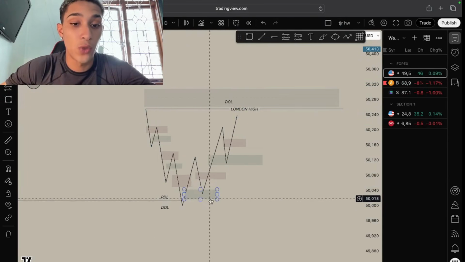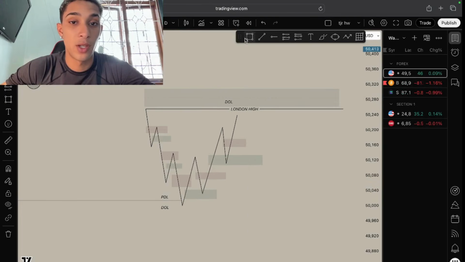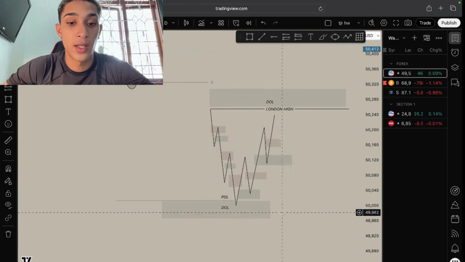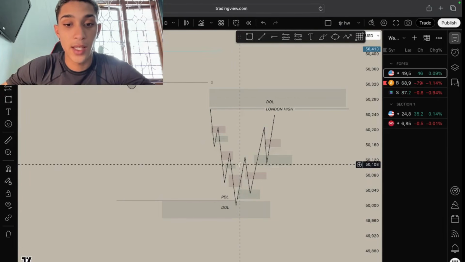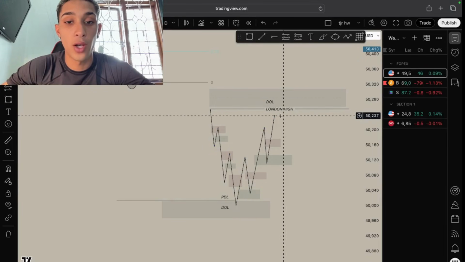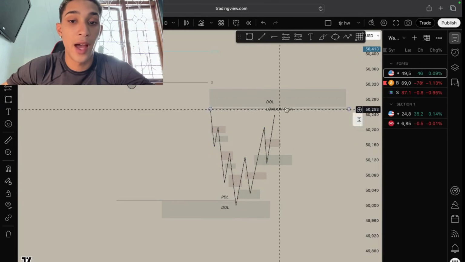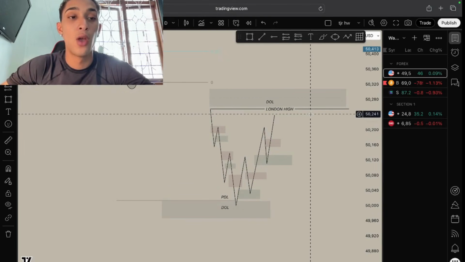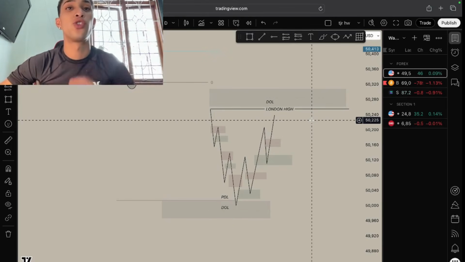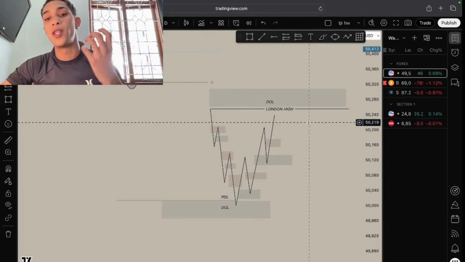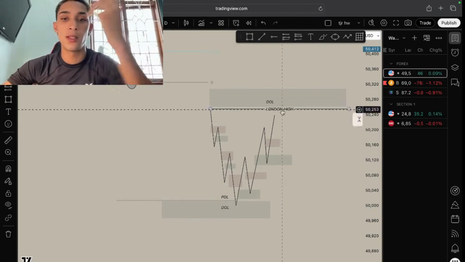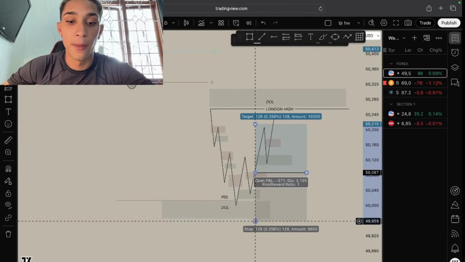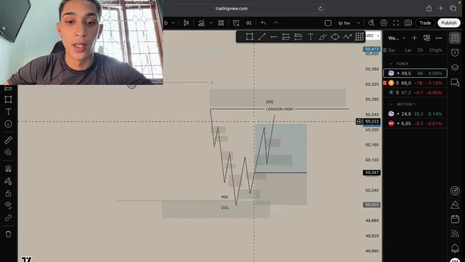And now after sweeping this liquidity here, I'm just going to pretend there's a gap here too. After sweeping this liquidity, we can see our next draw on liquidity is going to be London high. So from this range to this range, we should be bullish and price should be magnetized towards the upside. Meaning what? It doesn't mean that we have to take a trade all the way from the bottom to the top.